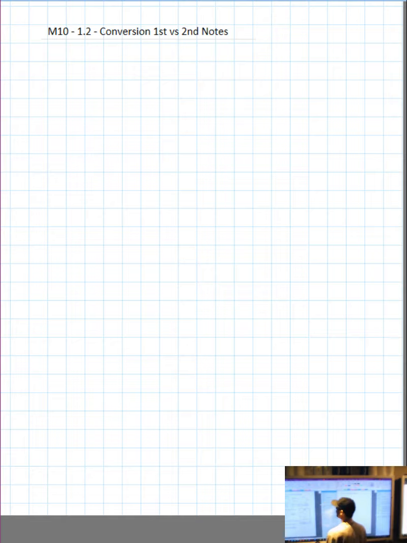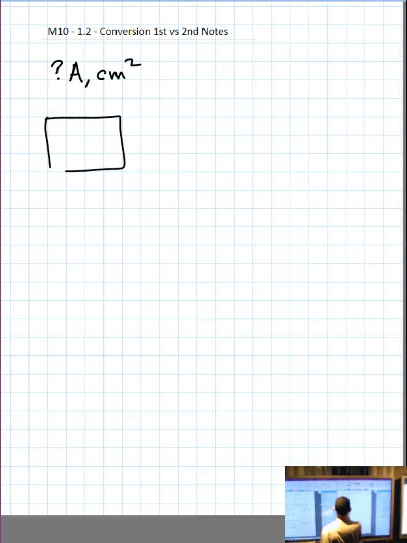Okay, so units matter. Find the area, capital A, in centimeters squared. We have a rectangle that's 3 meters by 2 meters, so we need it in centimeters squared.